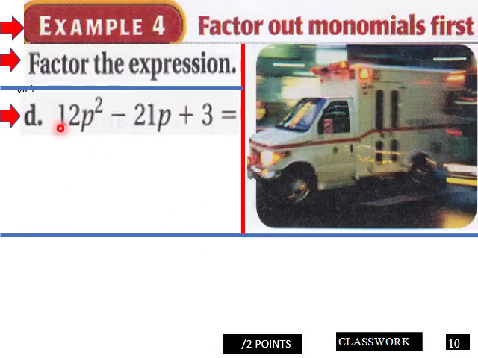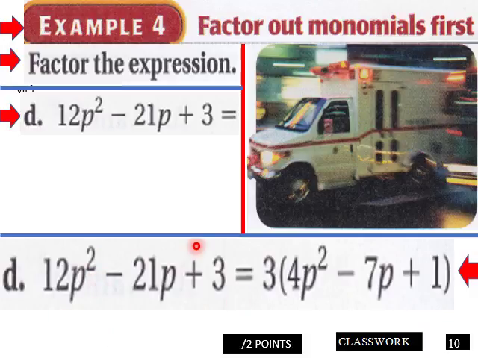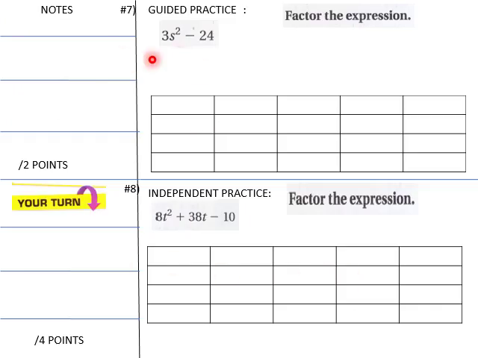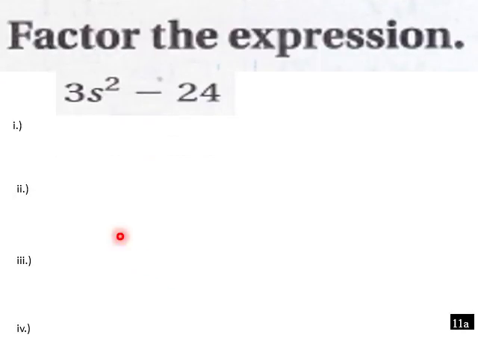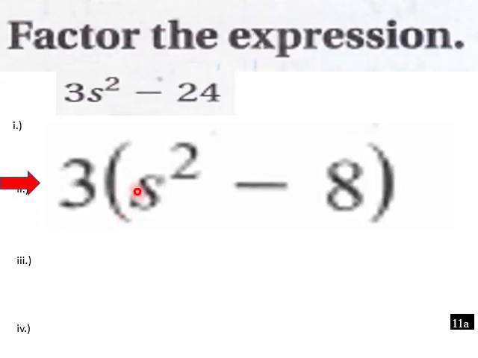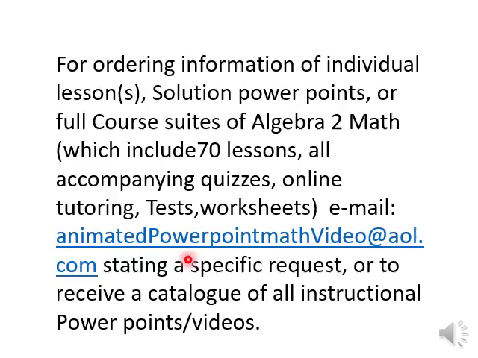And then in this situation here, 12p squared minus 21p plus 3, what can we factor out of this? We can get a 3 factored out of that. We end up with this trinomial here. And so let's take this example here, 3s squared minus 24. Students, this is yours down here. So what can we factor out of this number 7 here to make it easier to factor? Well, we can factor out a 3, and we get s squared minus 8.